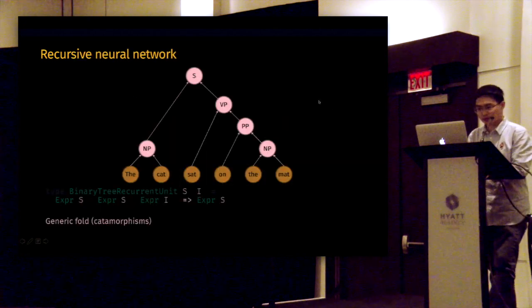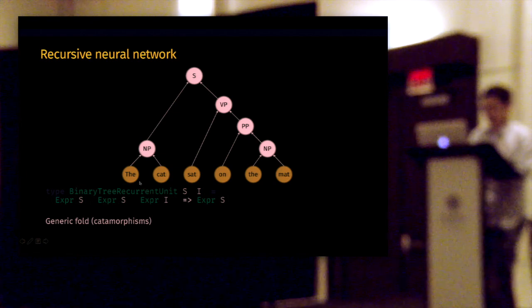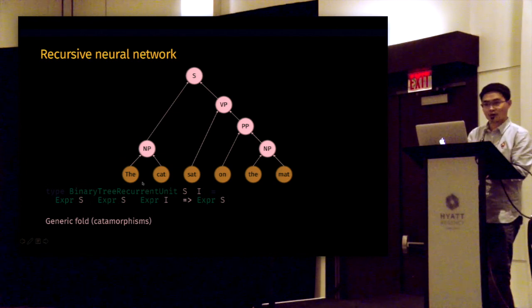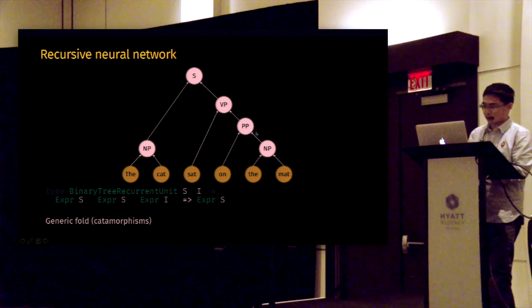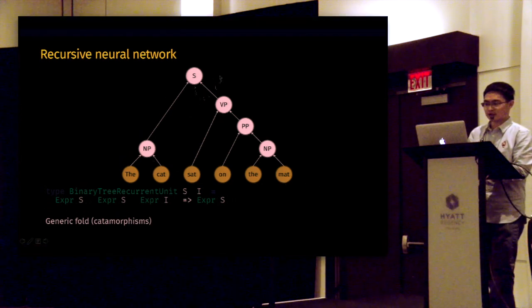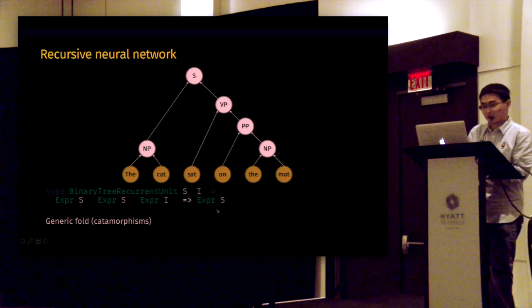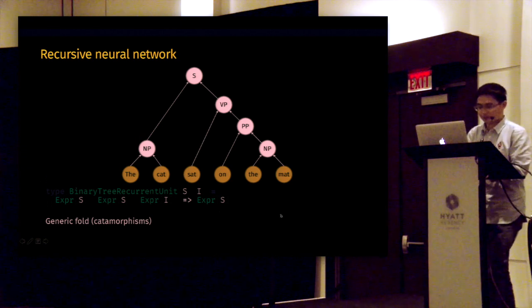Or we could have a recursive neural network. This is also very popular in natural language processing. For example, we have this phrase, the cat sat on the mat. This is the syntactic analysis of this phrase. NP is a noun phrase, PP is a preposition phrase, VP is a verb phrase, and this S is a sentence. So we just fold along this tree up to the root state, so we get some information over the whole sequence. This is just a generic fold, or catamorphism in PL jargon.